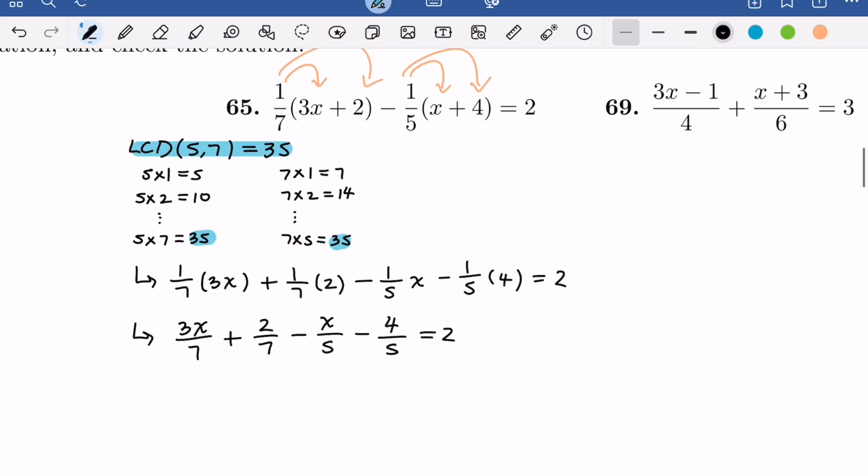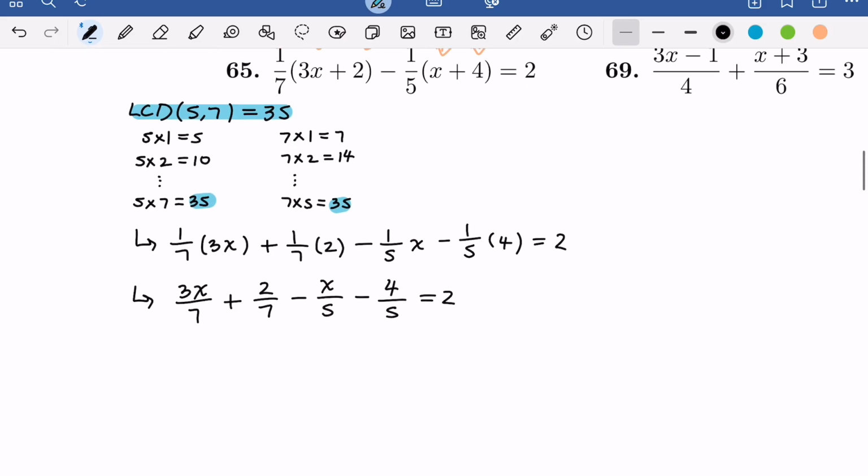Now we need to find the least common denominator because we're going to multiply everything in this equation by that LCD. And when we do this, a lot of things are going to cancel. So actually, before we do that, let's try to simplify this a little bit further. Notice this 3x/7 and this 2/7 have the same denominator, so we can combine them. And similarly for these two terms here, both of them have a denominator of 5. So combining them, we're going to have 3x plus 2/7.